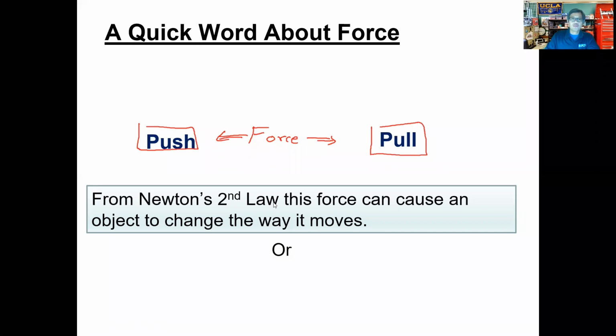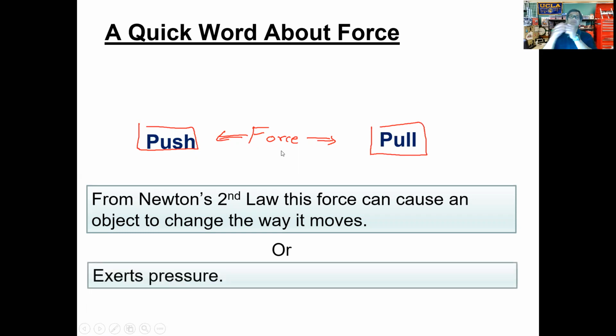So you apply force to an object, the object will change the way it moves, or once that object starts to move, then it can go ahead and exert a pressure. So if a force is applied to an object, you will also exert a pressure on that object as well. Just imagine with the ball, if you push on the ball, that force is there, but there's a pressure that you apply on that ball as well. And the same thing holds true for the pull. So let's examine this relationship between force and pressure.